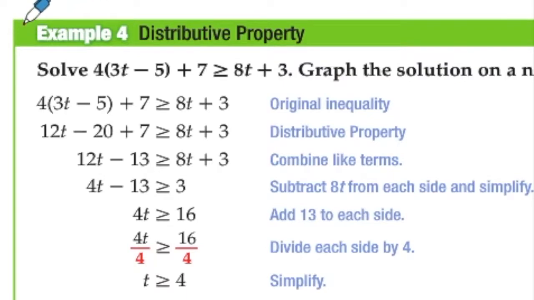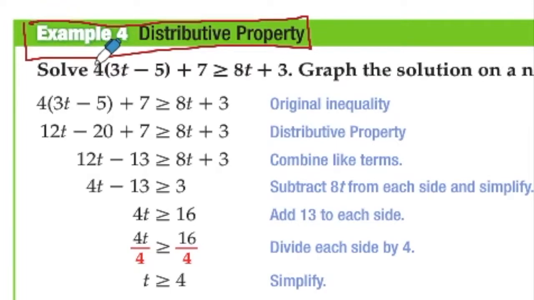Example 4, we're going to be looking at solving multi-step inequalities by using the distributive property.